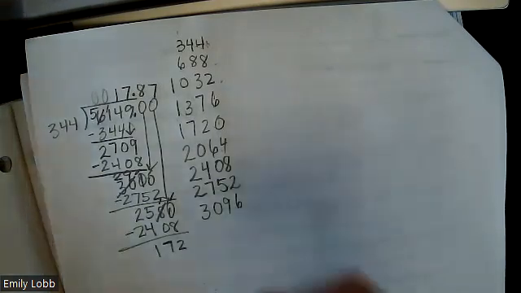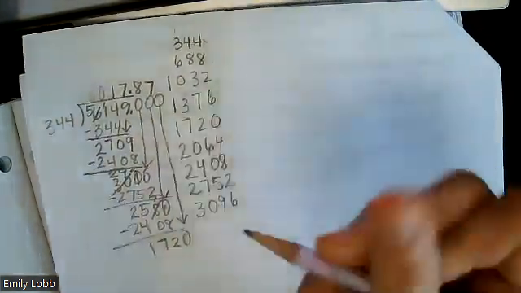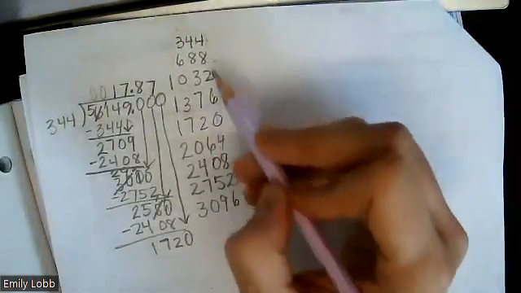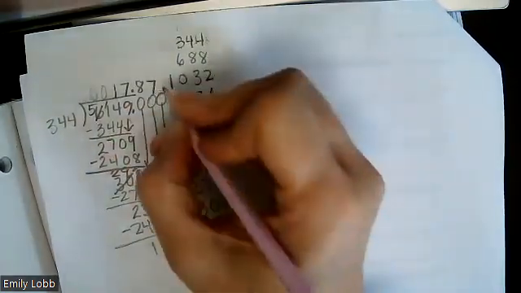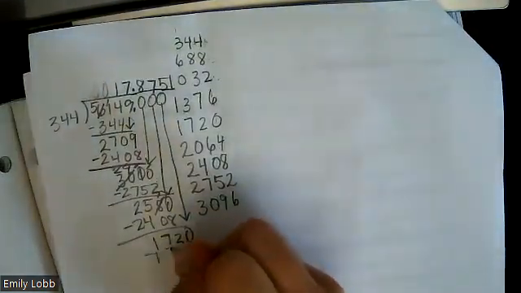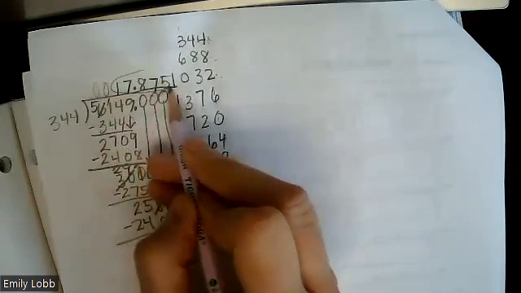So 172. I'm not done yet, but I almost am, because after I bring down this 0, I have a multiple of 344. It goes in evenly 1, 2, 3, 4, 5 times. So this is even. Ta-da! So here is my answer.